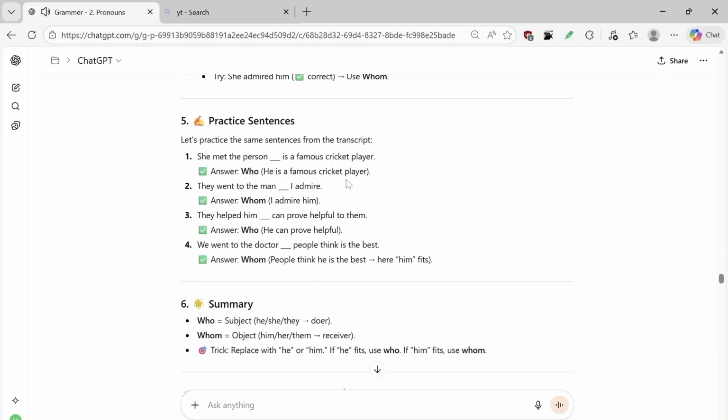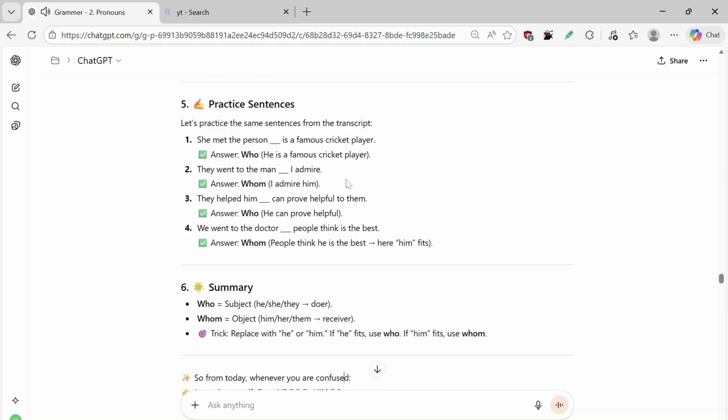5. Practice sentences. Let's practice the same sentences from the transcript. 1. She met the person who is a famous cricket player. Answer: who, he is a famous cricket player. 2. They went to the man whom I admire. Answer: whom, I admire him. 3. They helped him who can prove helpful to them. Who, he can prove helpful. 4. We went to the doctor whom people think is the best. Answer: whom, people think he is the best. Here him fits.